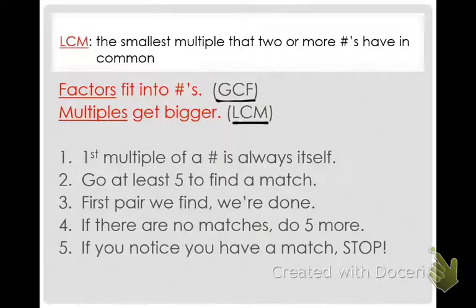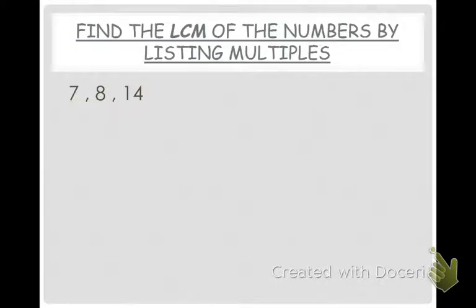Number three. The first pair that you find, you're finished. You don't have to go any farther. Number four. If there are no matches, you have to go for 5 more numbers. And finally, number five. When you notice that you have a match, you can stop. So we're going to use these 5 steps now to help us find the LCM of these 3 numbers.